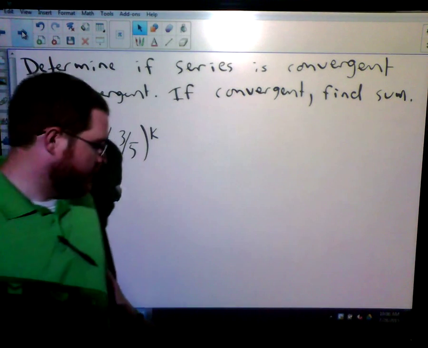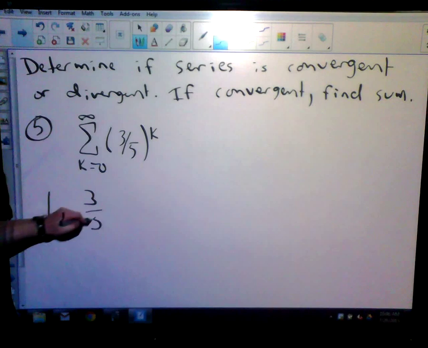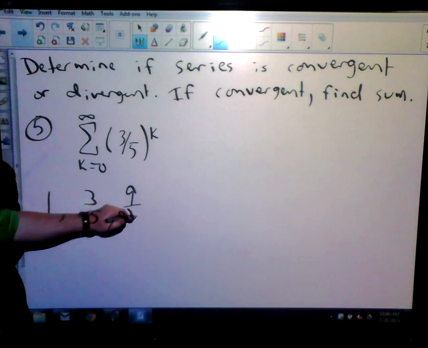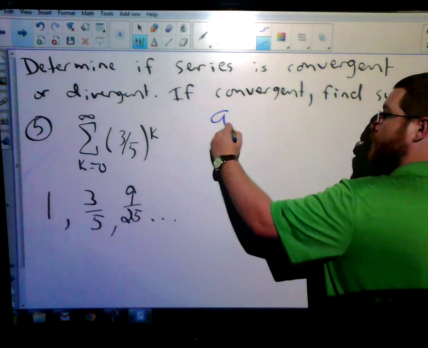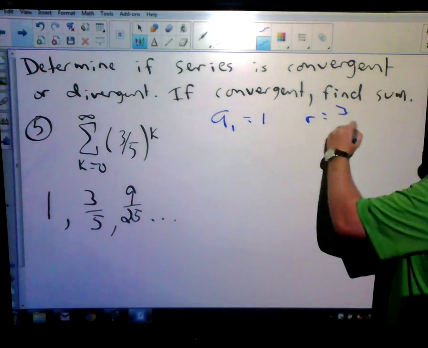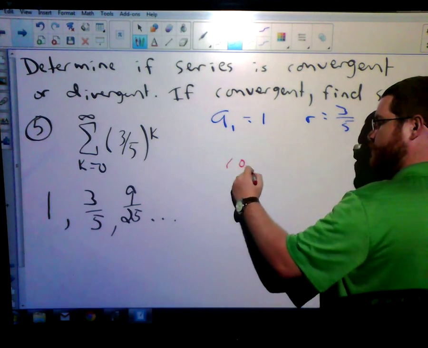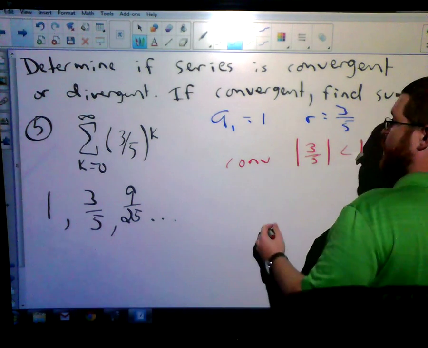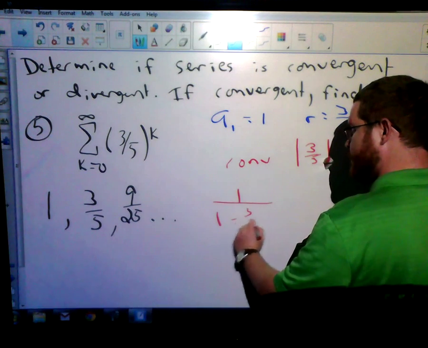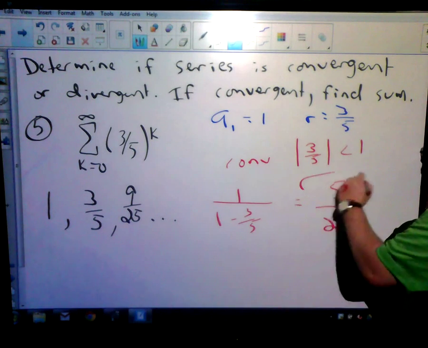Let's take a look at this one. Let's write out some terms. If you plug in 0, (3/5) to the 0 is 1. If you plug in 1, you get 3/5. If you plug in 2, you get 9/25. And that should be enough to show you the pattern. a sub 1 is 1. r is 3/5. So it's convergent since the absolute value of 3/5 is less than 1. What's it converge to? 1 over 1 minus 3/5. That's 1 over 2/5, which is 5/2, or 2.5 if you feel the need.